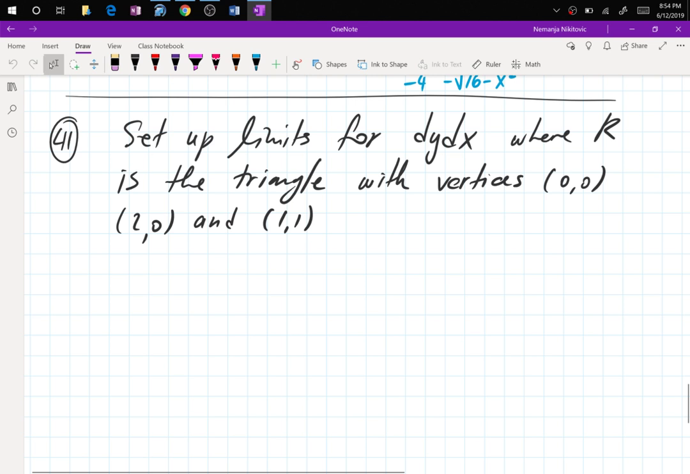All right, let's take a look at this problem together and set it up. We start with our drawing. I have a point at 0, 0. I have a point at 2, 0. And I have a point at 1, 1.